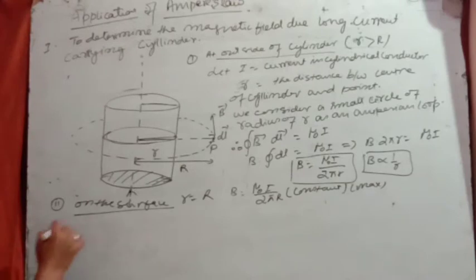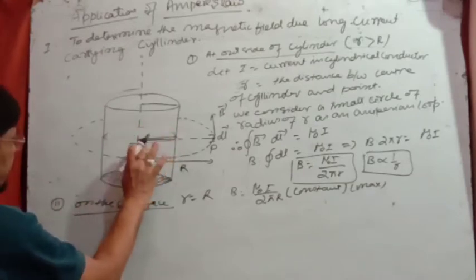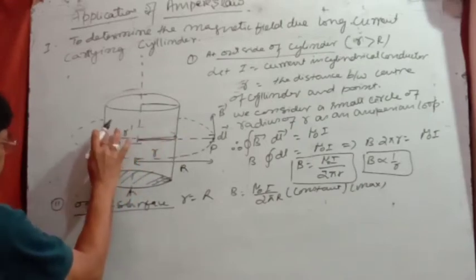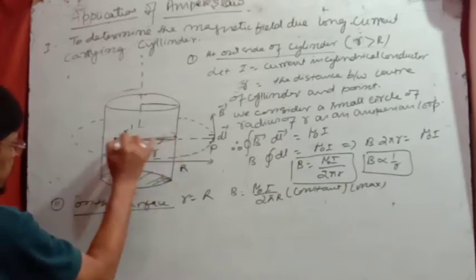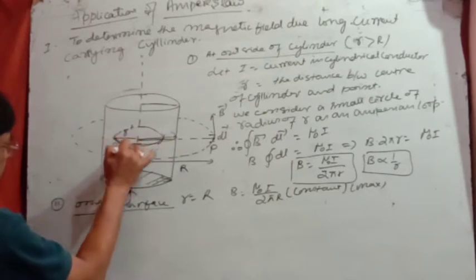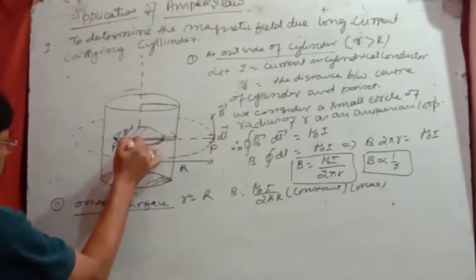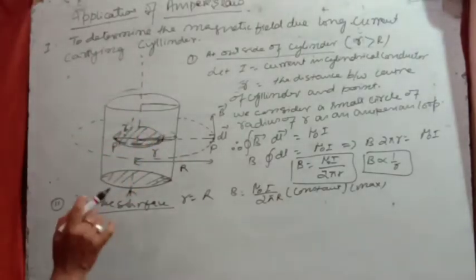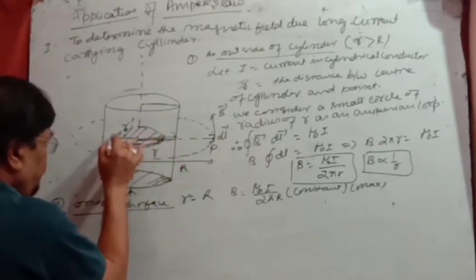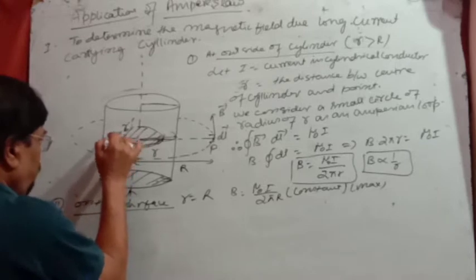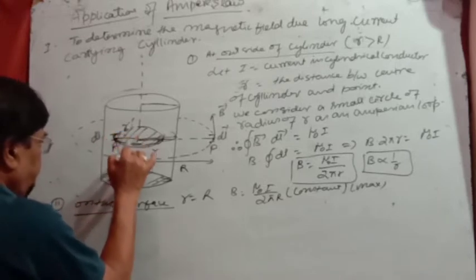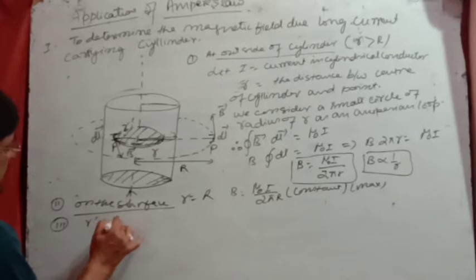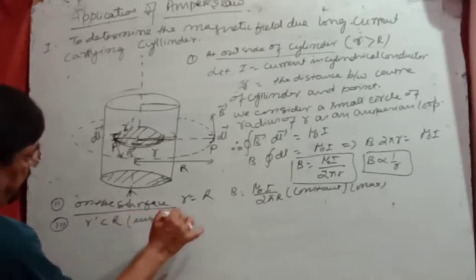Okay. Now we consider the inside. Suppose it is at P dash, at r dash distance inside the conductor. Inside the cylinder we consider a small area, that is r dash. We consider the small area, and here we will make another Amperian loop. As an Amperian loop we consider the dl, and here our B will also apply. Okay. Third case: r dash less than R, that is inside the cylinder.